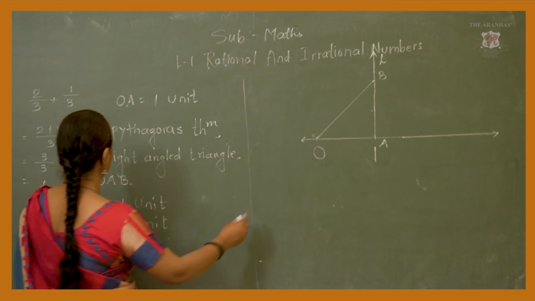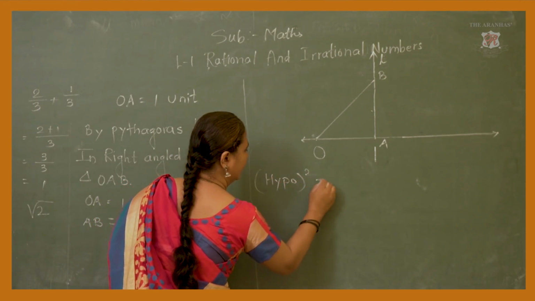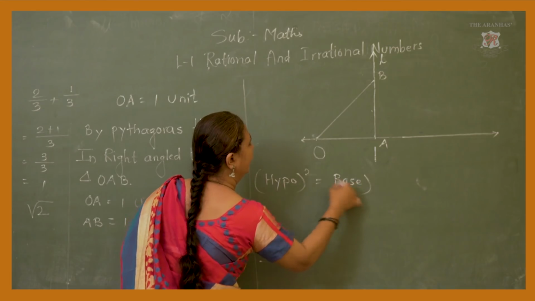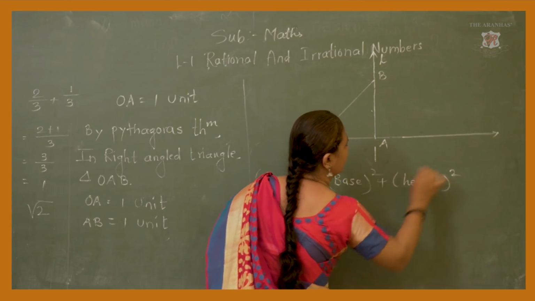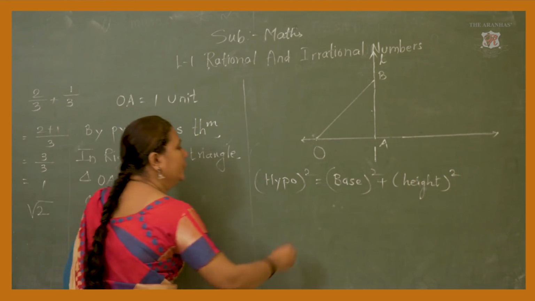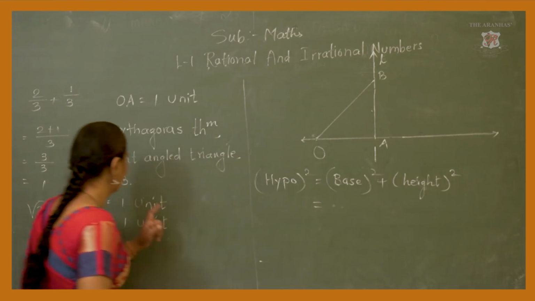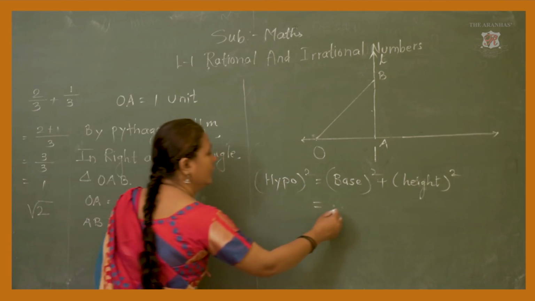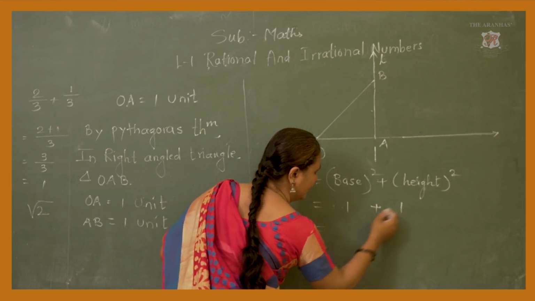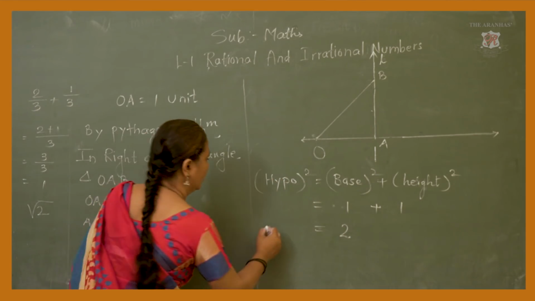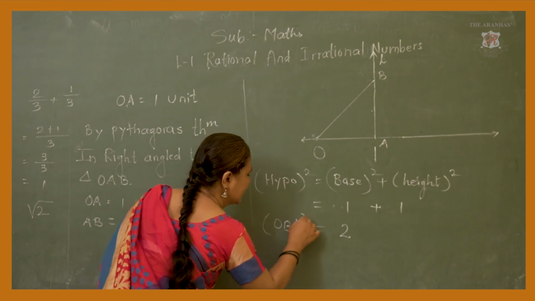So, by Pythagoras theorem, hypotenuse square is equal to base square plus height square. Now put the numbers here. What is the base? The distance of OA is equal to 1 unit. So, represent here plus, and AB is equal to 1. Here 1 plus 1 we are getting 2. So, here the hypotenuse is what? OB, isn't it? OB square.